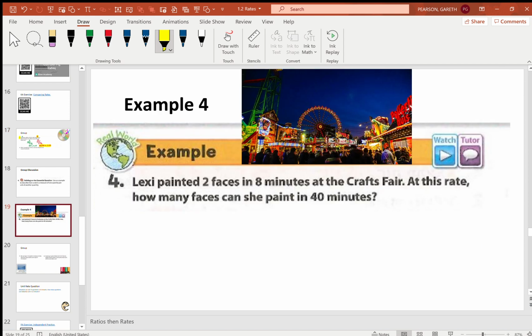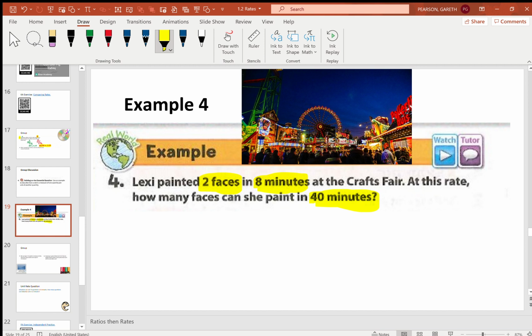So for this one, we're doing something a little bit different. Here, Lexi painted 2 faces in 8 minutes at the crafts fair. So we already know we're dealing with faces and minutes. That's what I'm comparing. And then they're saying, hey, at this rate, how many faces can she paint in 40 minutes? This one's a different type of question.